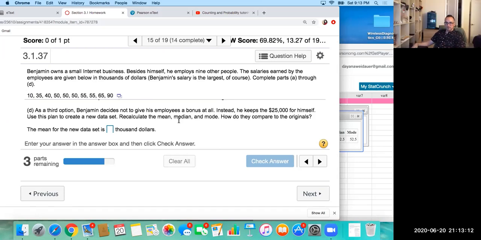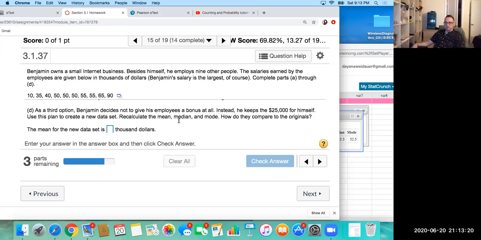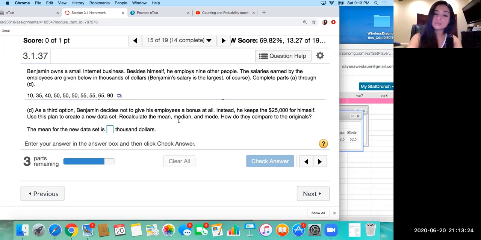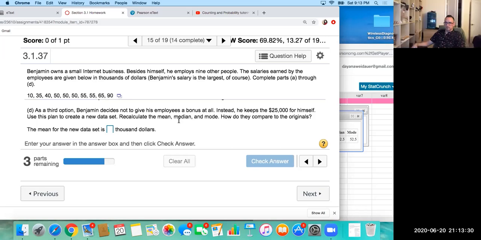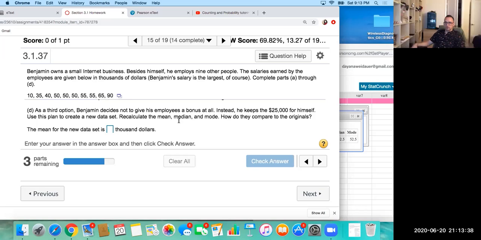With our option, he kept 25,000 for himself. Recalculate the mean, median, and mode. How do they compare to the original? So I'm going to add 25,000 to the last class. I don't get it. I don't understand either.